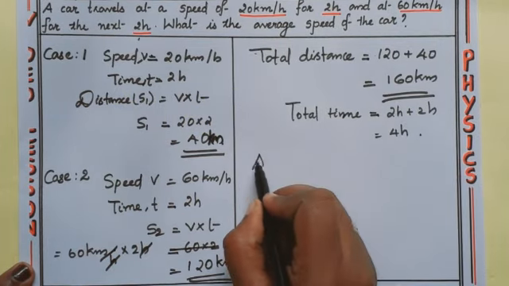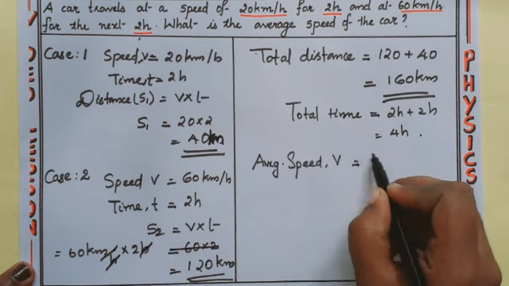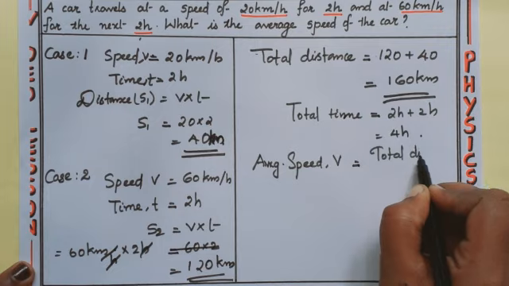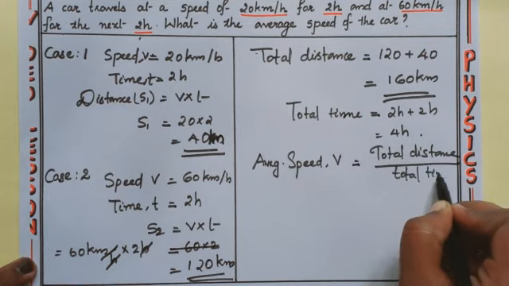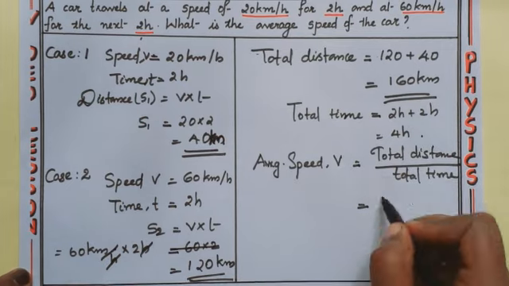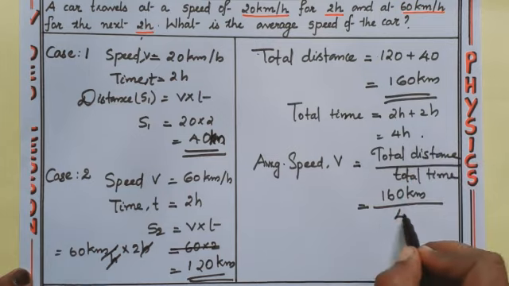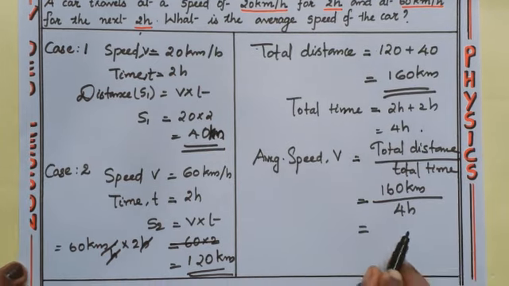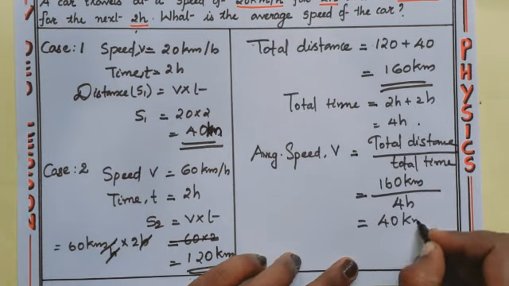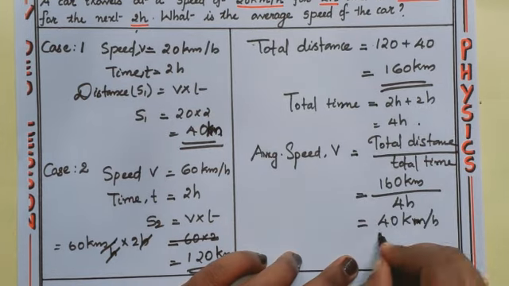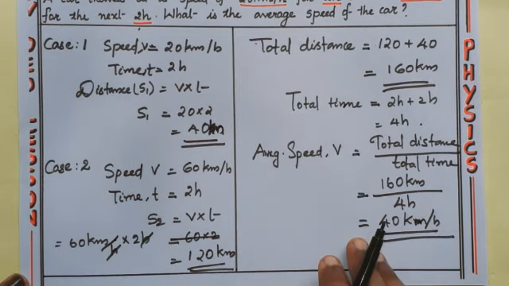Then average speed V is equal to total distance by total time. Total distance 160 kilometer divided by total time 4 hours gives 40. So 40 kilometer per hour. This is the answer.